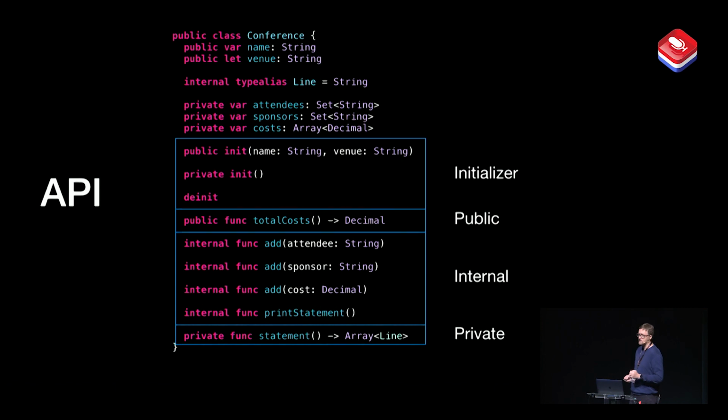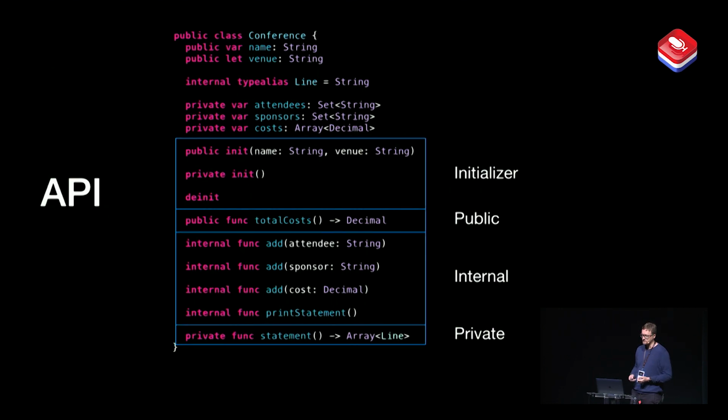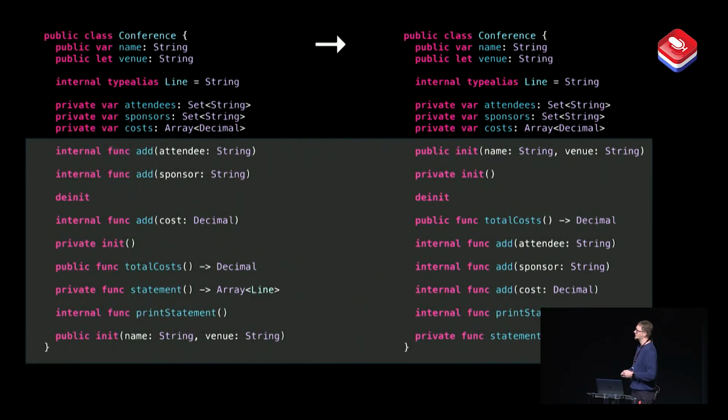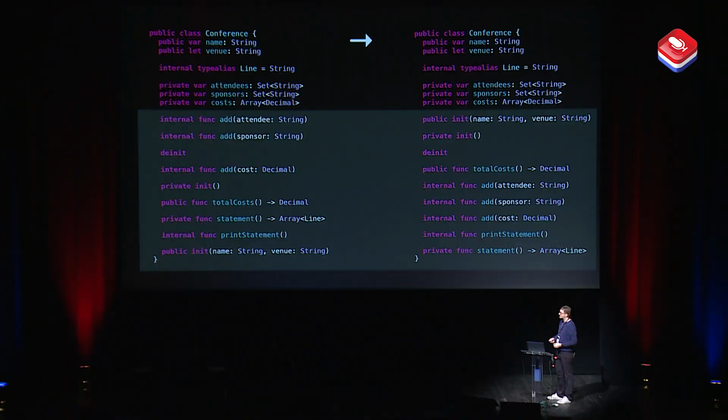This is pretty much how I would like to have this file structured. So I put the initializers at the beginning, then public functions, methods, then internal and private at the very end. My task is to transform source from the left side to the source code on the right side.